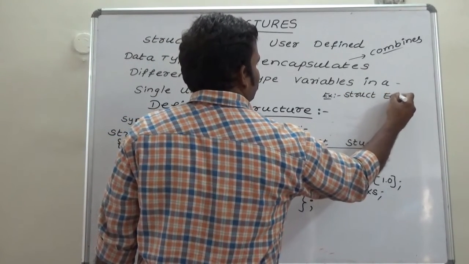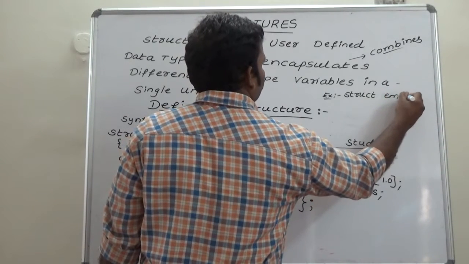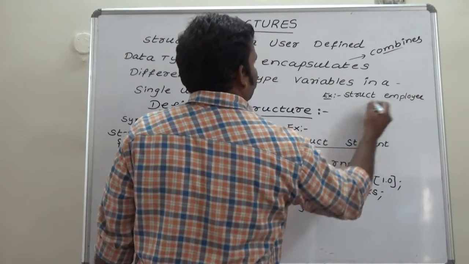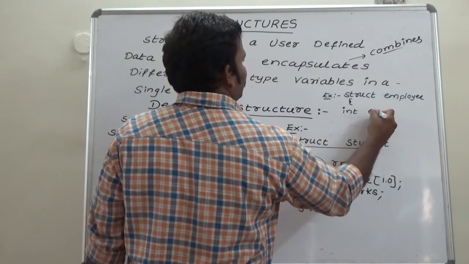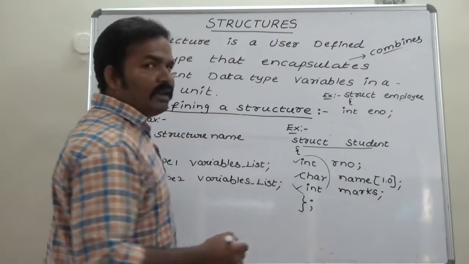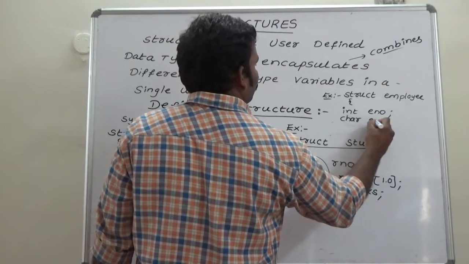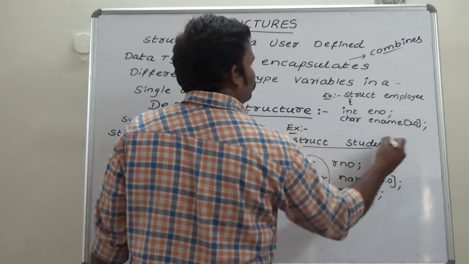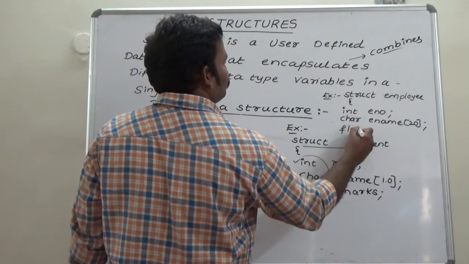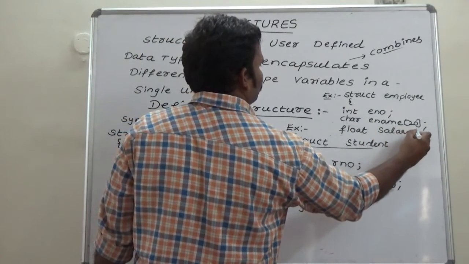Structure name is employee, or EMP. Employee, opening brace, int employee number or employee ID, char employee name of 20, float sal, or salary.